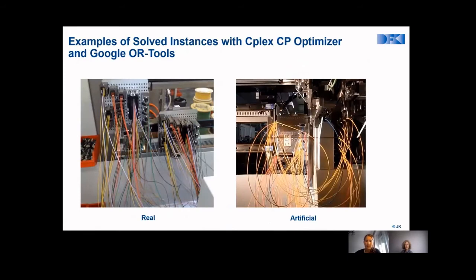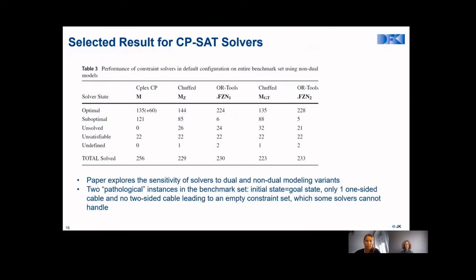And here you can see how a real and artificial solved instance looks like in reality. And as I said, the artificial instances were constructed by industry specialists to highlight specific challenges. And finally, we present here some selected results for the tested CP-SAT solvers on the non-dual model. The paper further explores the sensitivity of the solvers to dual and non-dual modeling variants, leading to interesting results.